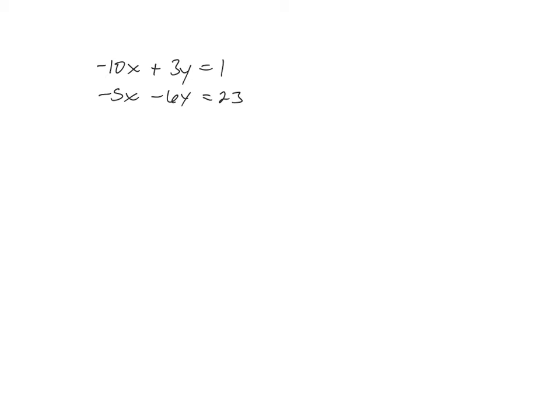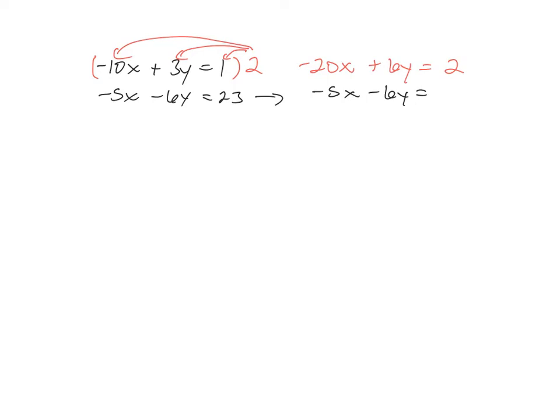Okay, yes I can. I can do times 2. But I need to do times 2 to the whole equation, not just the y part. So I have to distribute to everything. Okay, so I get negative 20x positive 6y equals 2. And then this one, nothing happens because I want the negative 6.